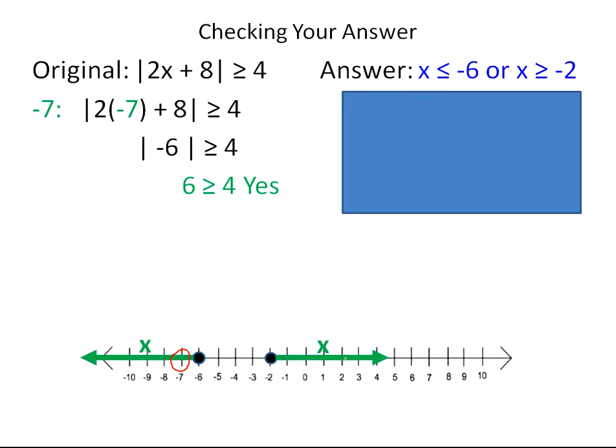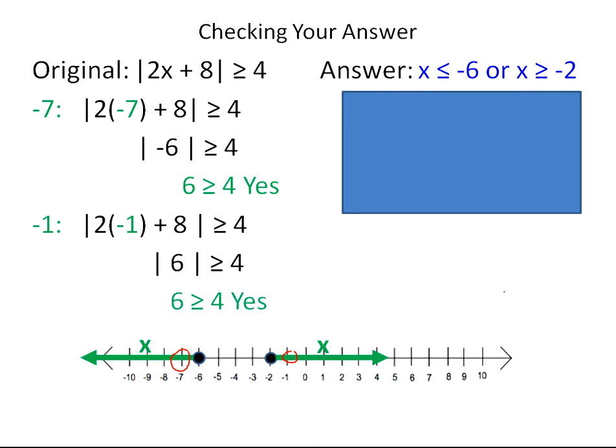We're going to pick another one. We're going to pick a -1 over here because this also can make it true, but it's in a different section of the graph. And so we're going to test that guy out. And so we get -2 plus 8 is equal to 6. Absolute value of 6 is 6. Is 6 greater than or equal to 4? And yes, it is. So again, our solution is looking really good right now.